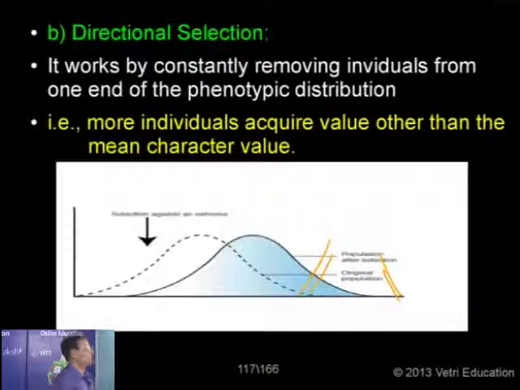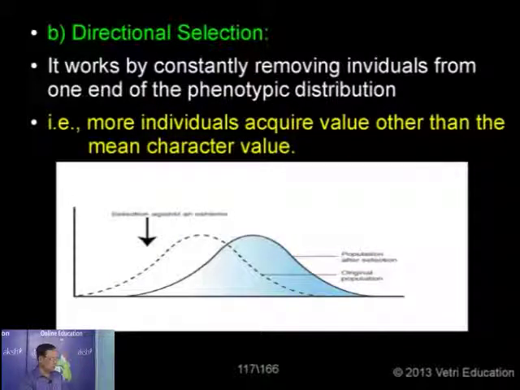Then the second type of selection is what's called directional selection. Now this is the original population, the dotted one. So it normally works at one extreme. It constantly eliminates or removes the individuals at one end of the phenotypic distribution. So what will happen at the other end is that the other type of individual is favored. Even the mean value is shifted towards the other end. Suppose you are taking longer necked ones, now the medium necked ones are also shifted towards the longer necked ones.